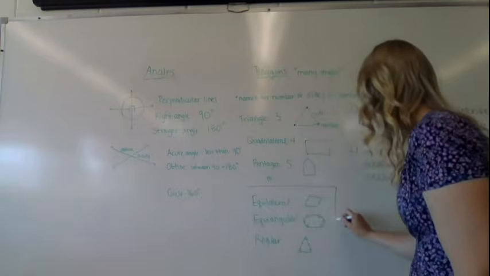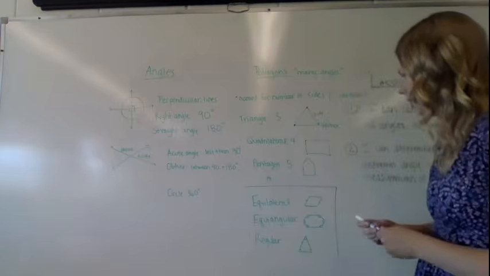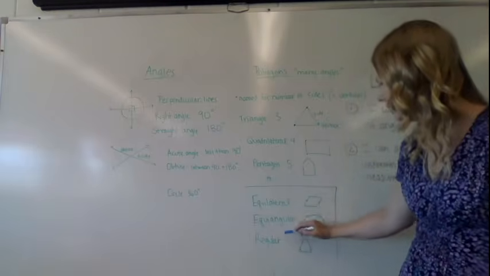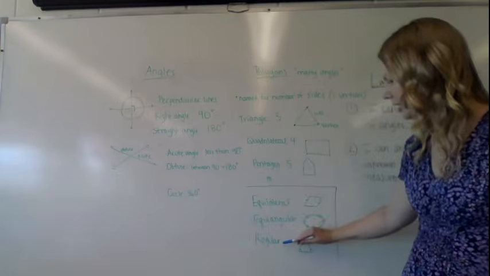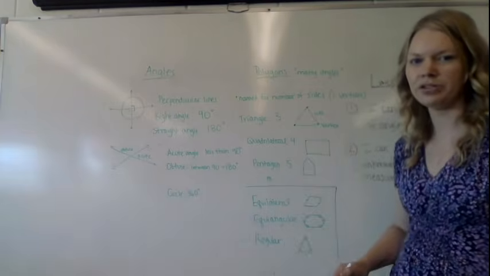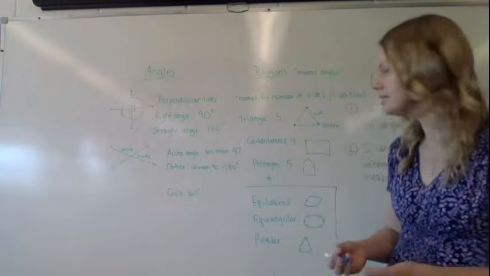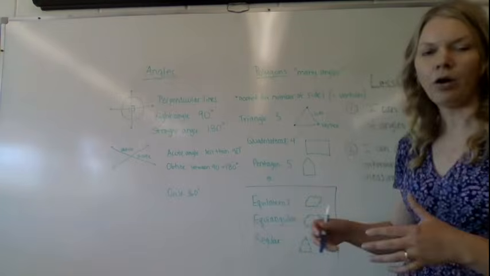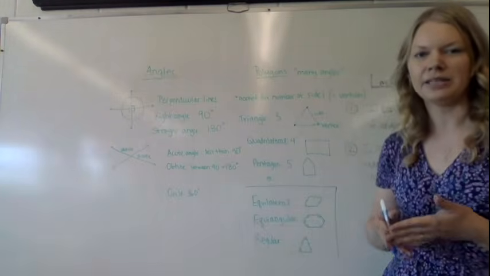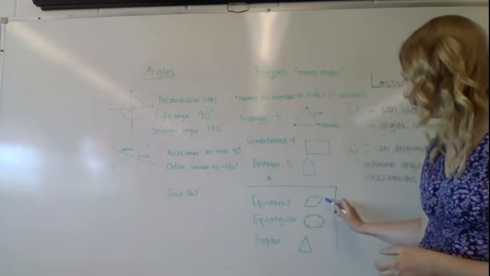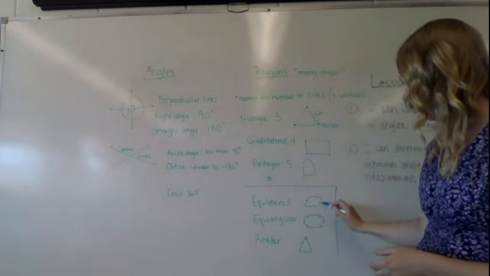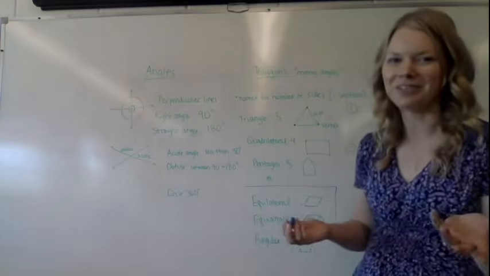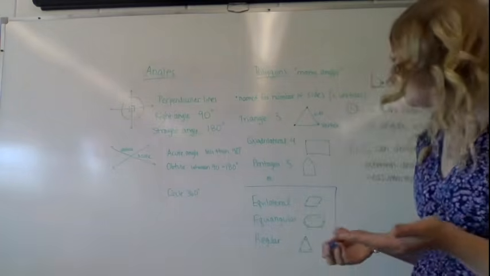Some other important terms to know regarding polygons are these 3: equilateral, equiangular, and regular. So these are some special types of polygons. An equilateral polygon means that all of the sides of the polygon are the same length. Okay, so I drew an example here where all of the sides, to the best of my drawing ability, are supposed to be the same length.